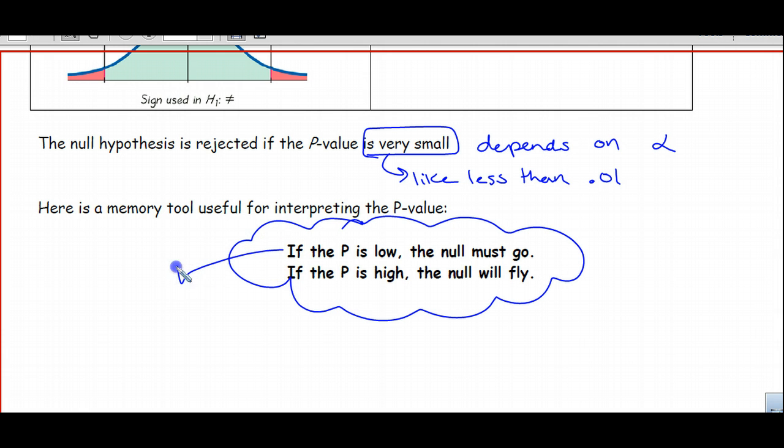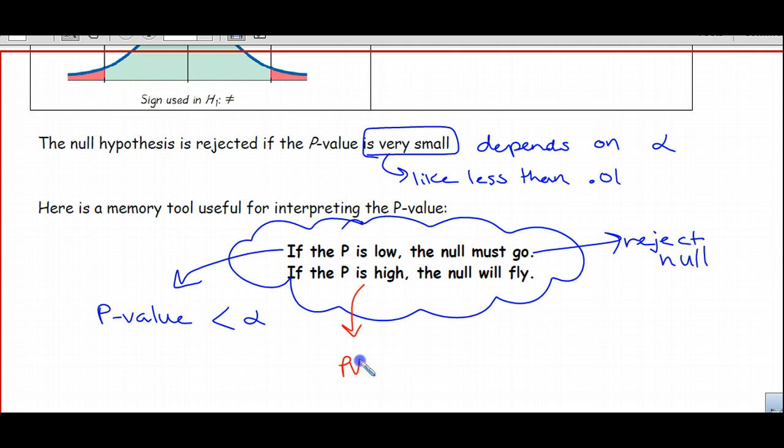So let's talk about this though. If the p is low, then my p-value is less than my alpha. It's low. The null must go, which means that I reject the null. If the p is high, that means that my p-value is greater than alpha, and I should say probably less than or equal to alpha here. P-value is greater than alpha, then the null will fly, which means I fail to reject.